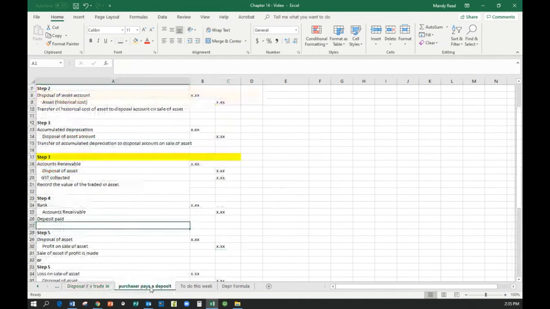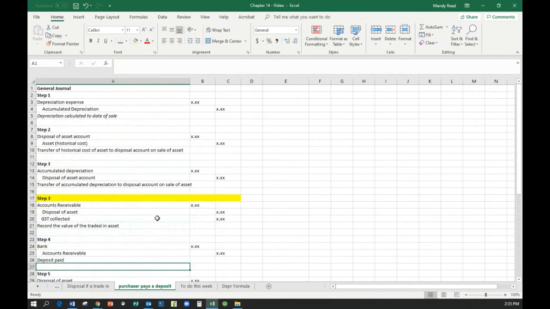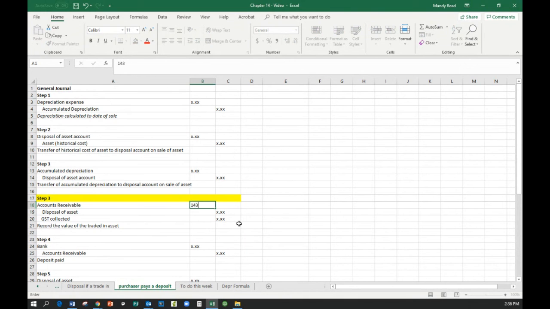Now, in the assessment question that you have to do, which is question number 25, there's something slightly different here. They say that they sell the asset for $14,300, including GST, and they sell it on credit. So you have to record $14,300 in accounts receivable. And you know that you have to calculate the GST on that.